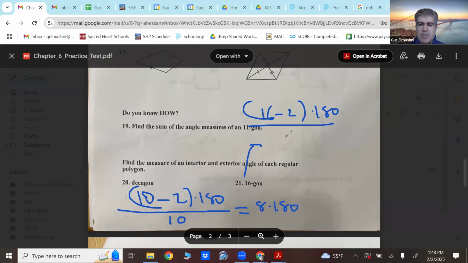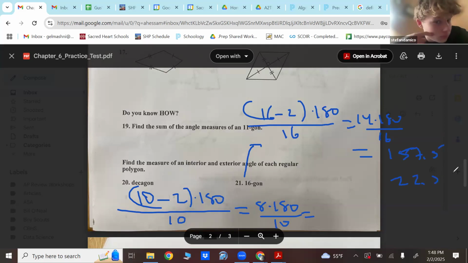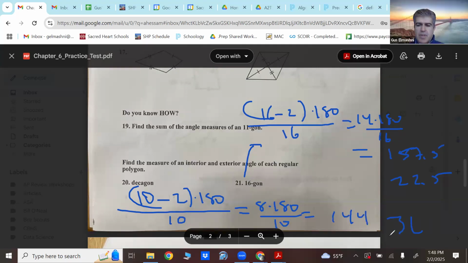Yeah, divide by 16. That's 157.5. So the exterior angle will just be 180 minus that. 144 and 36. Okay.